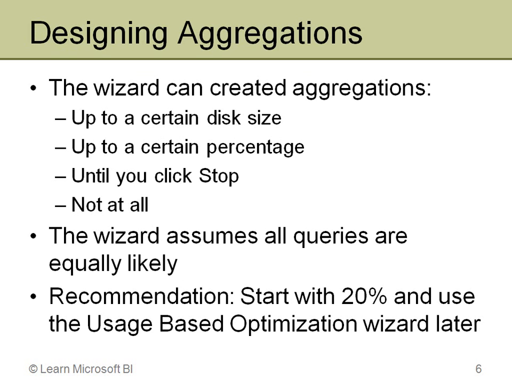Now, there is a wizard for designing aggregations, and when I get into it in a moment, there are actually 4 choices. I can design aggregations up to a certain amount of disk storage, or up to a certain percentage, which is what I usually do. I can also do it until I click stop.